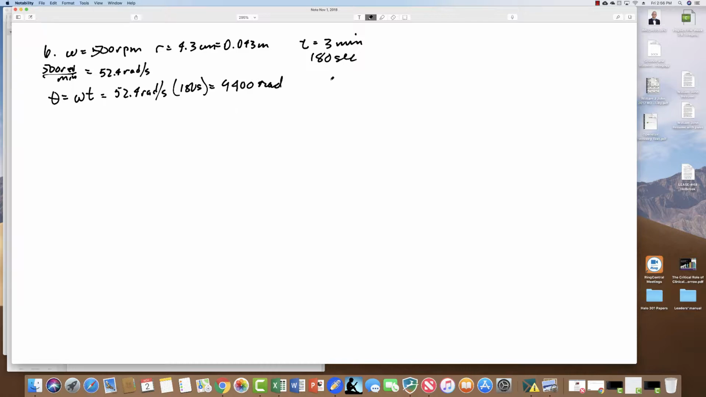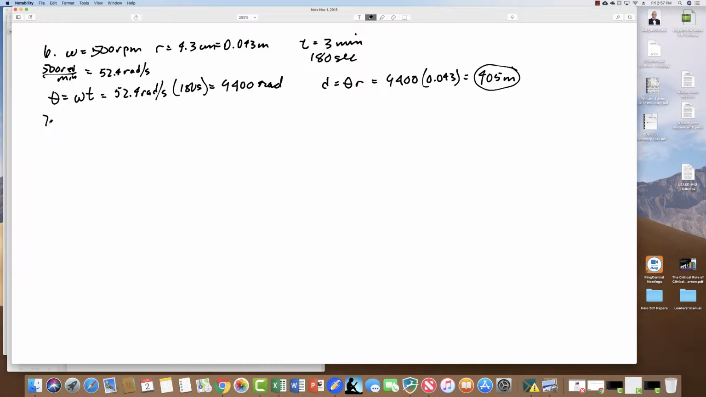Now d, which is the linear distance, is equal to theta times r, which is equal to 9,400 radians times 0.043 meters. Now, if you put in centimeters there, your answer would just be in centimeters instead of meters. If you do the math here, you get 405 meters as the total distance traveled.